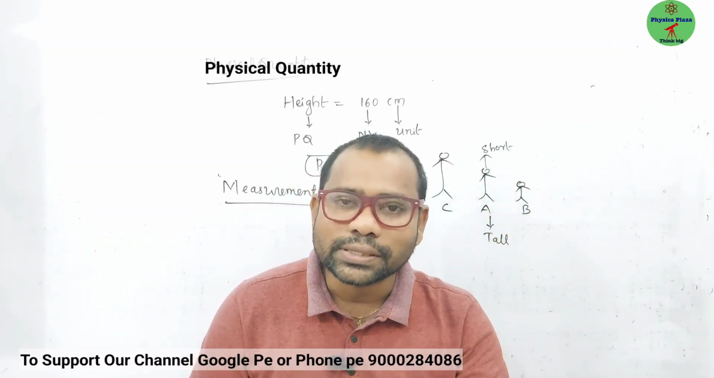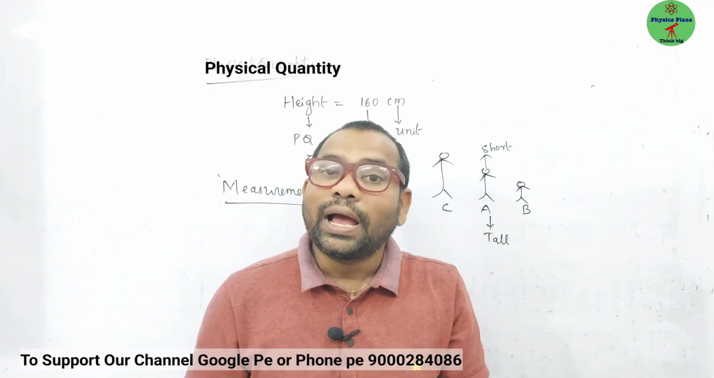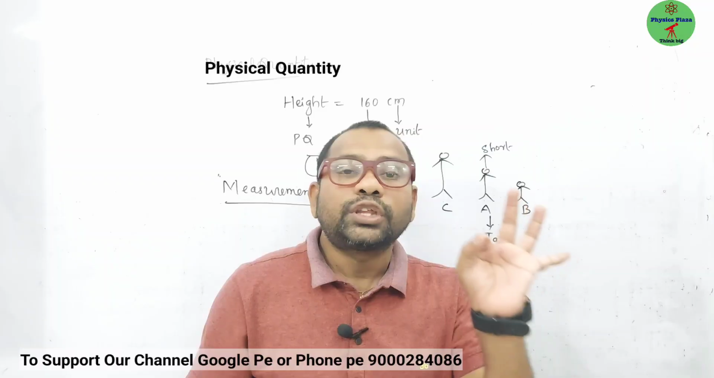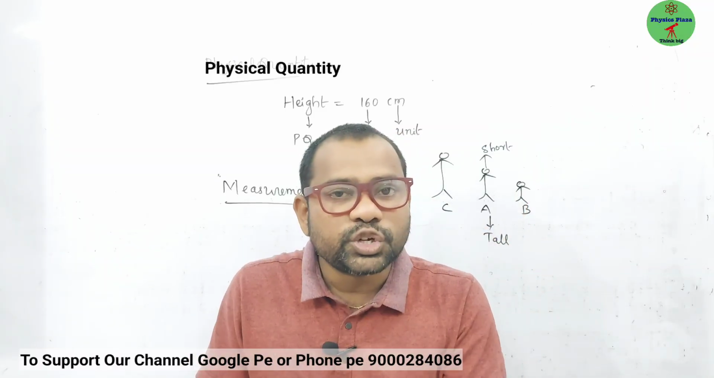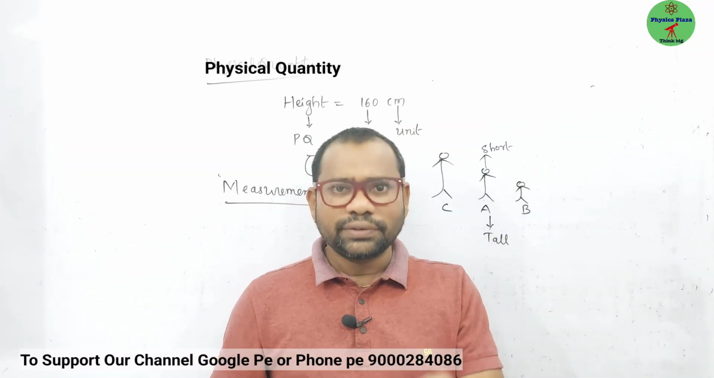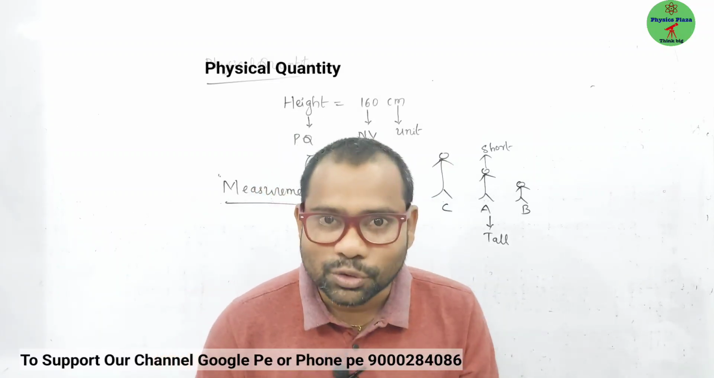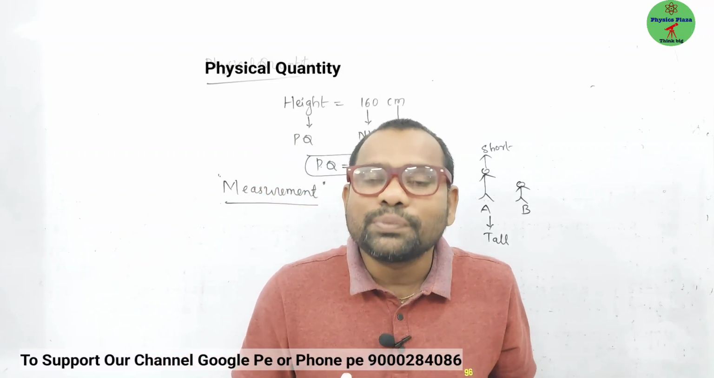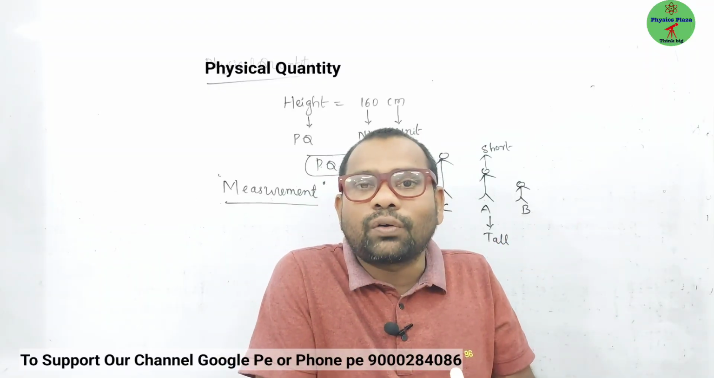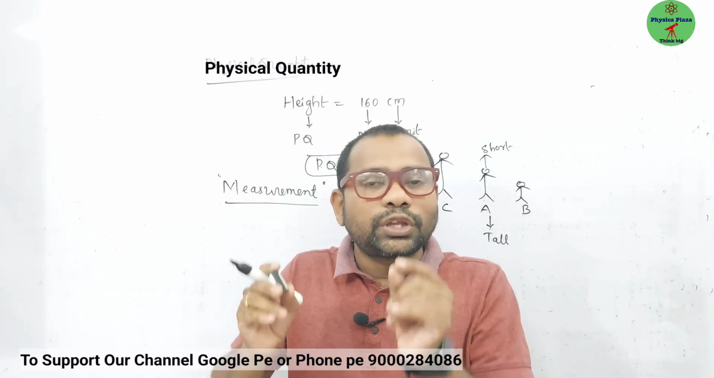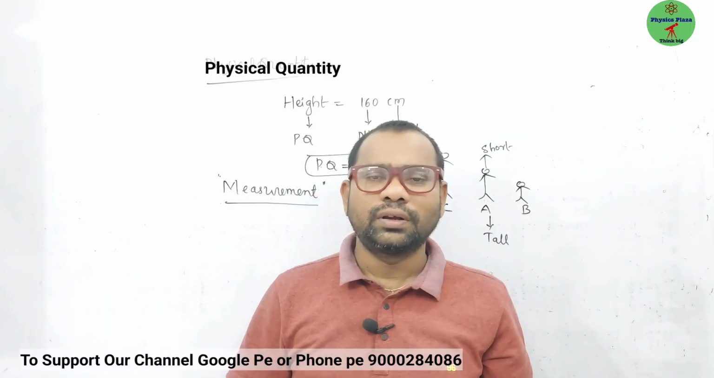So measurement is the comparison of an unknown quantity with a known quantity of the same nature or same kind. This is a definition which you had learnt already in class 6th. Still, the recap is going on, children. Try to understand. What is a measurement? Comparison of an unknown quantity with a known quantity of the same nature.